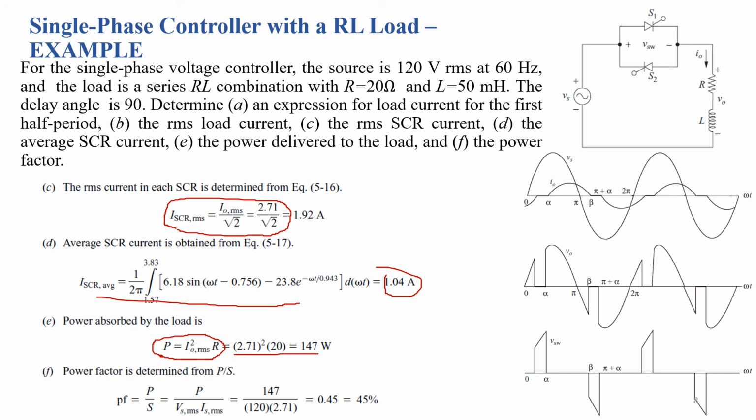Power factor is determined by this expression, where P is the real power and S is the apparent power, which is the product of the RMS quantities of voltage and current. We have a real power of 147 watt, and the RMS voltage is 120, and it is a series circuit. The RMS value of the output current and the input current is the same, so 120 times 2.71 gives us the apparent power, and by this expression we get 0.45, or 45% power factor.